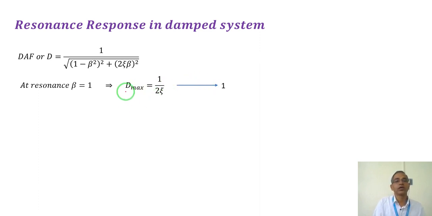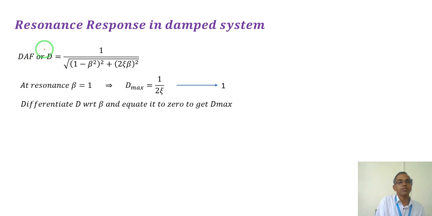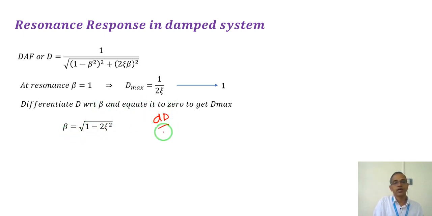But if you look carefully, what is the maximum dynamic amplification factor? We differentiate this function with respect to beta and equate to 0, and we get the maximum dynamic amplification factor, or d. So we differentiate d by d beta, equating to 0, and then we get a beta value, which is equal to the square root of 1 minus 2 xi square.